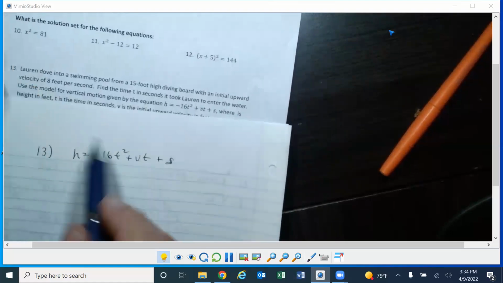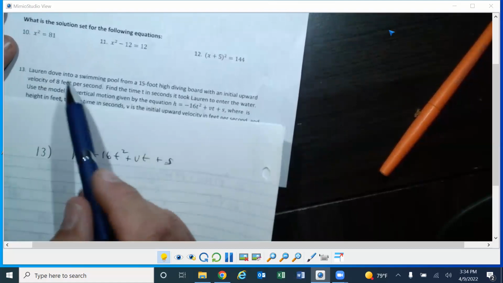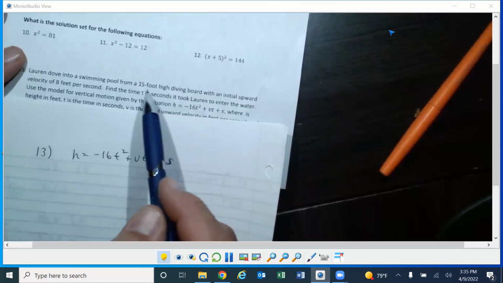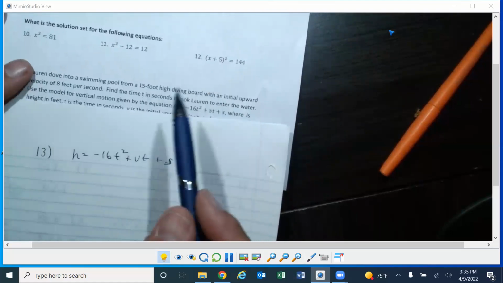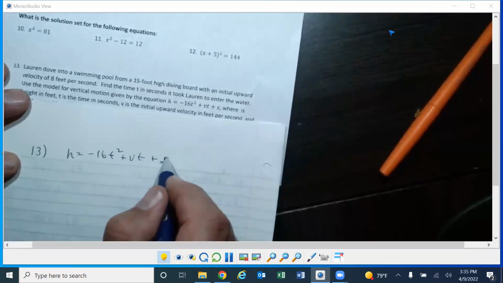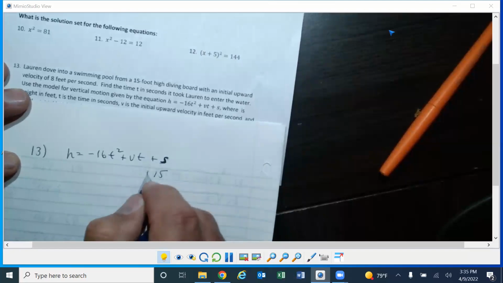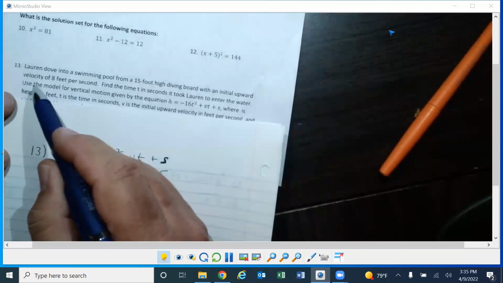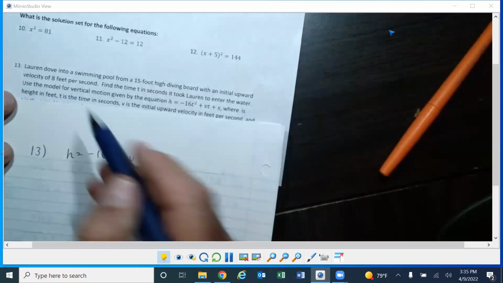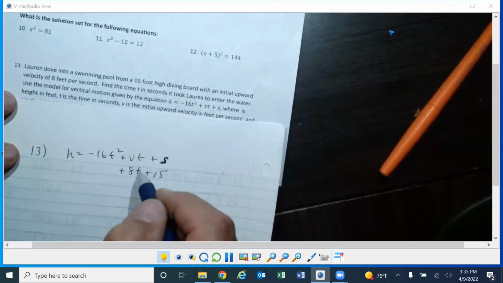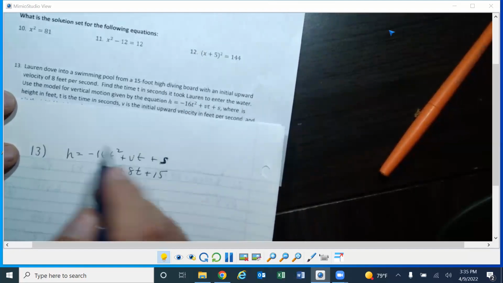All right, so they like giving you this and they like to tell you a story and have you fill everything in. So we're going to fill in. Lauren dove into a swimming pool from a 15-foot diving board. Okay, so what was her starting point? Well, she was 15 feet up in the air. The S here is our starting point. So we're going to put 15 there. With an initial upward velocity, that's the V word, and look, there's a V right there, velocity of 8 feet per second. So we're going to put plus 8t. T is representing time, just like we talked about in class. This one's the same, so it doesn't change.